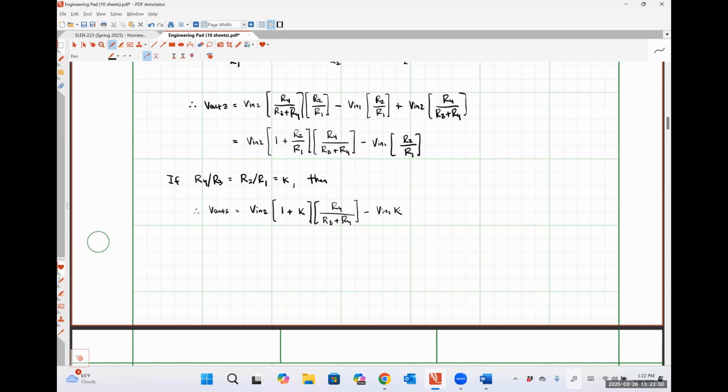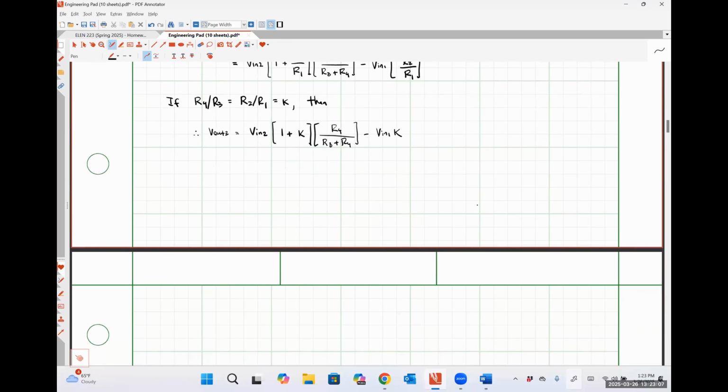Okay. So we're going to simplify this a little bit more. I'm going to scroll down to the next page to do a little bit of algebra.